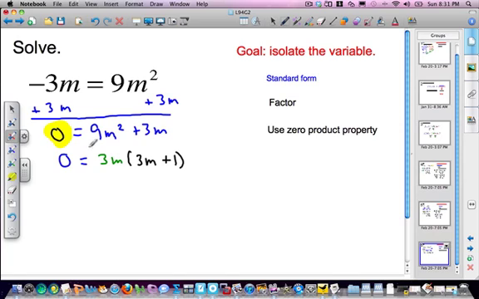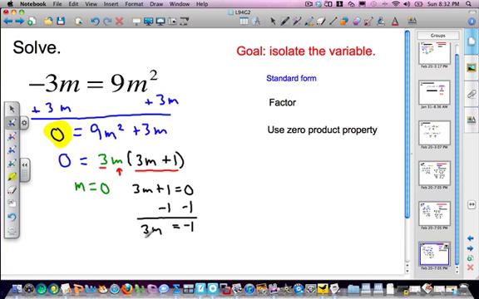So let's go through the factors and figure out which ones might equal 0. Well, the first factor is a constant, 3, it can't equal 0. The next factor is an m. Now that's a possibility because it's a variable, so m could be 0. So there's our first solution. The next factor that might equal 0 is 3m plus 1. So let's figure out what m needs to be for that third factor to equal 0. We do that by setting the factor equal to 0. Eliminate the constant. Isolate the variable. And our second solution is a negative 1/3.